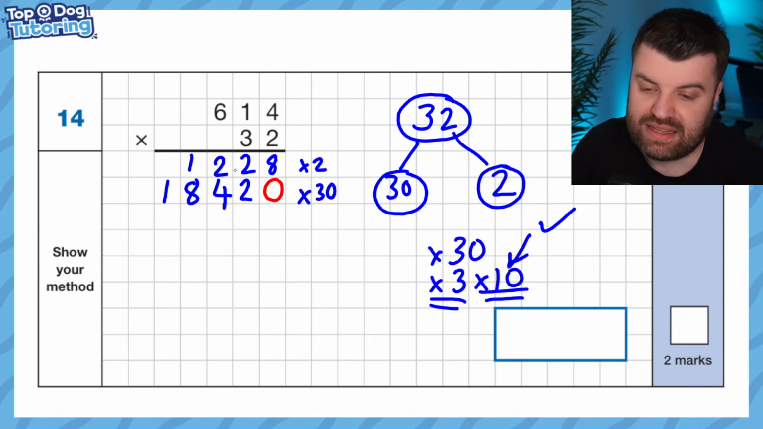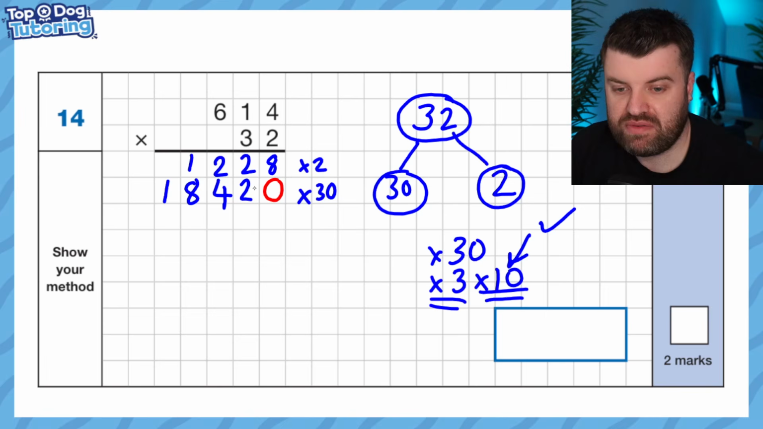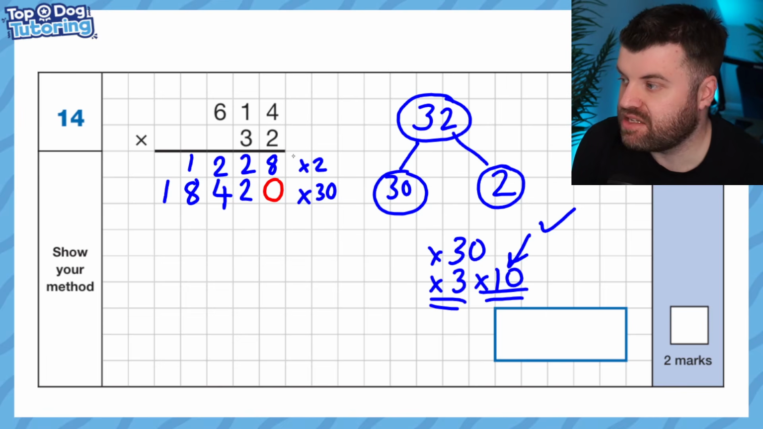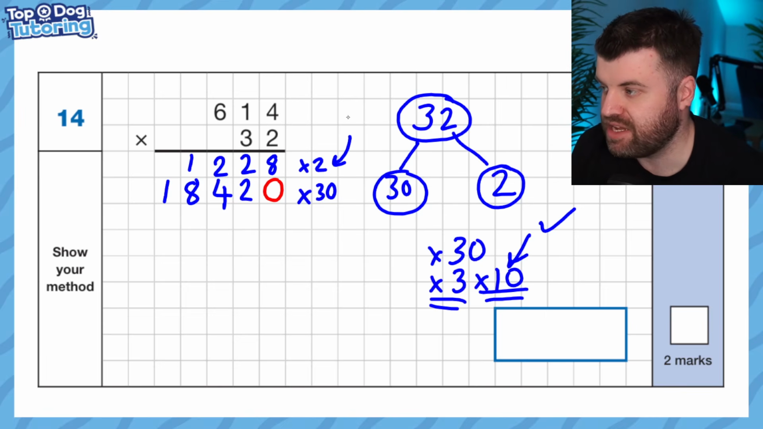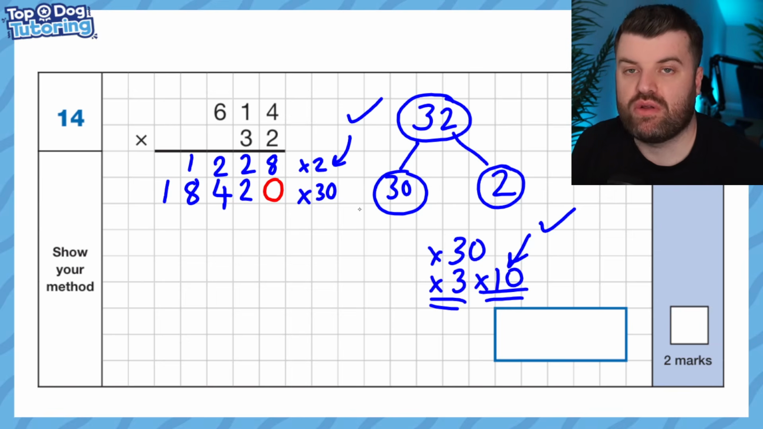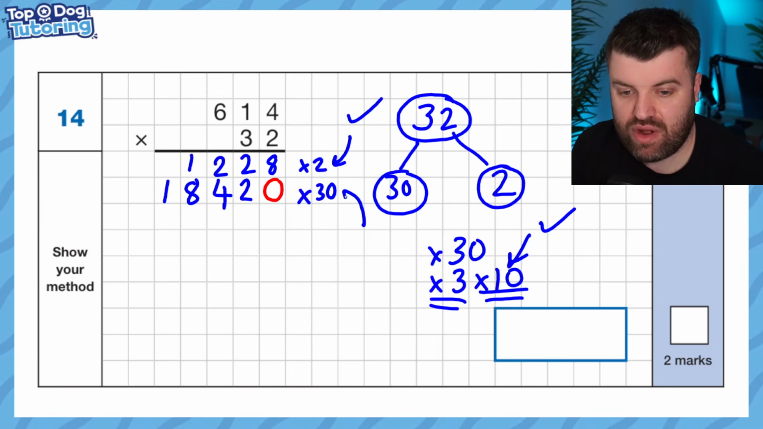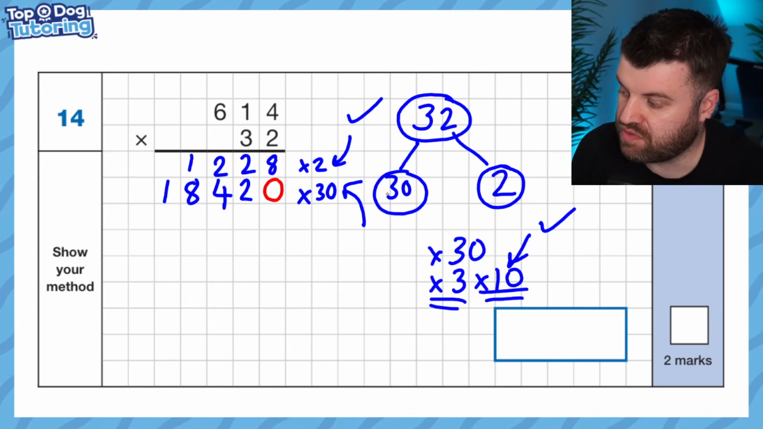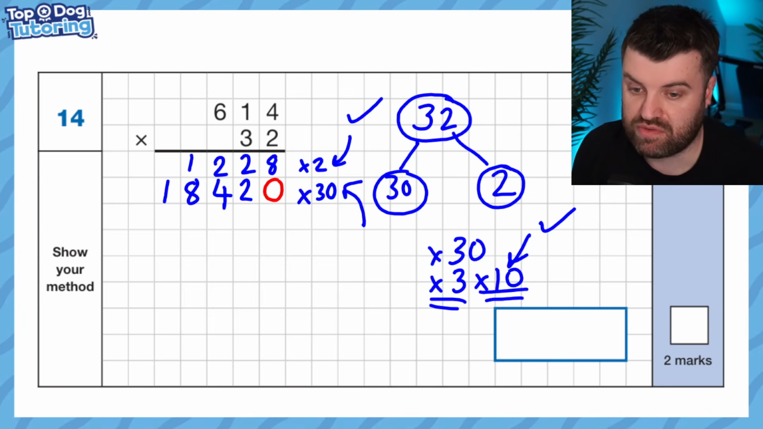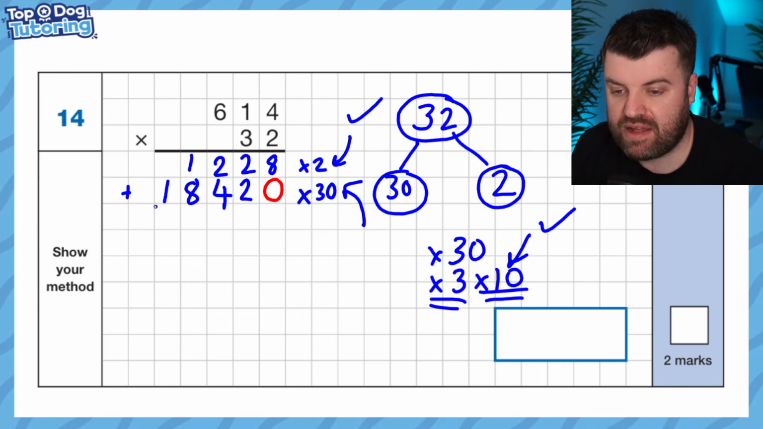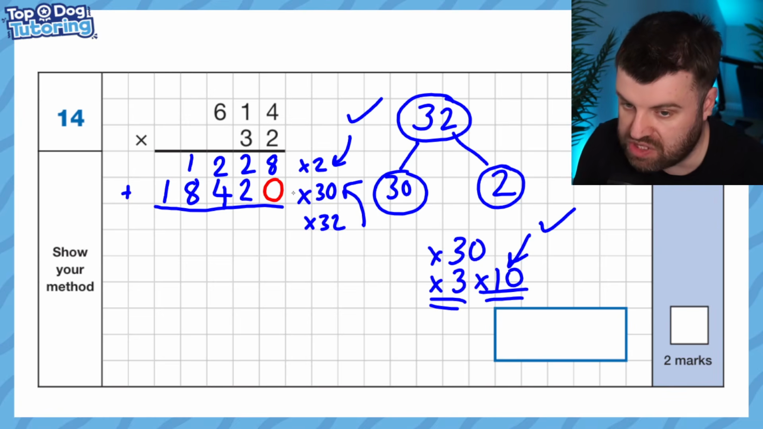So now, once we've done this, we'd be saying to the children, look, you can already do the short multiplication part, that bit's easy, but to do long multiplication, we need another row, and it's in the tens now, we're multiplying by 30. So once I've got my 30 lots of 614 and my 2 lots of 614, I'm going to add them together because this total will give me 32 lots, which is what I'm after.